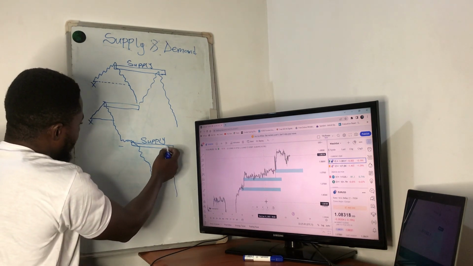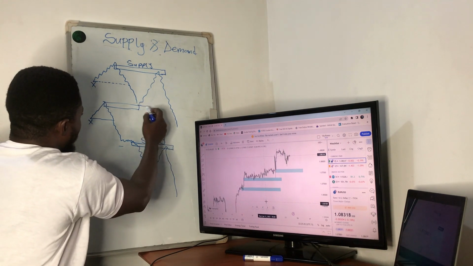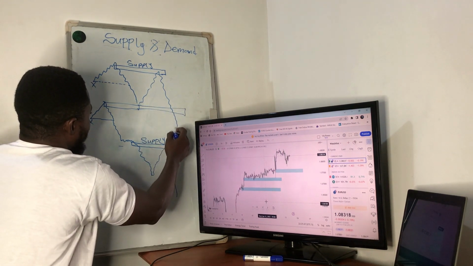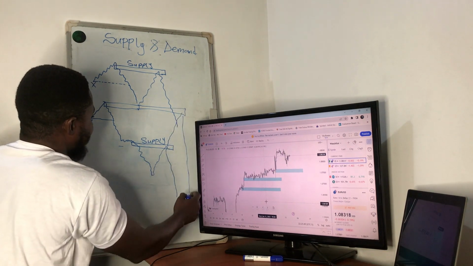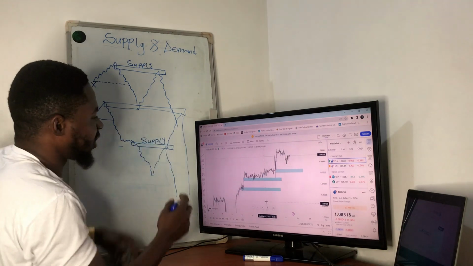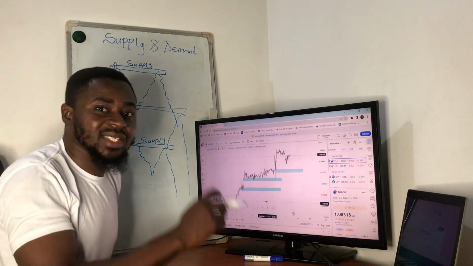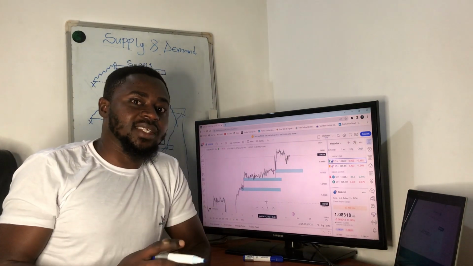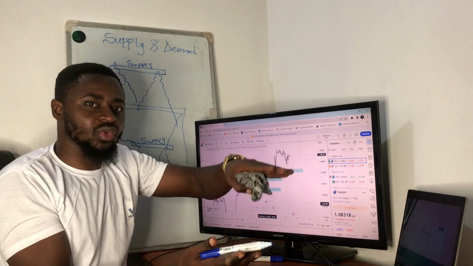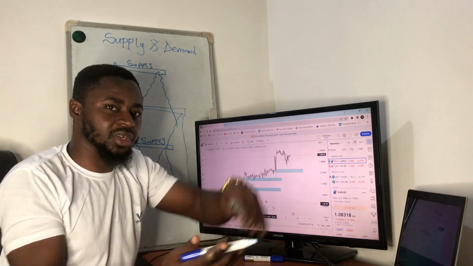Or if price fails to reverse over here, we'll be looking at this zone over here for a possible reversal. And so that's how I look at it. For demand, you just flip it. And so that's how I look at supply and demand. It's not just that regular channel thing for support and resistance.